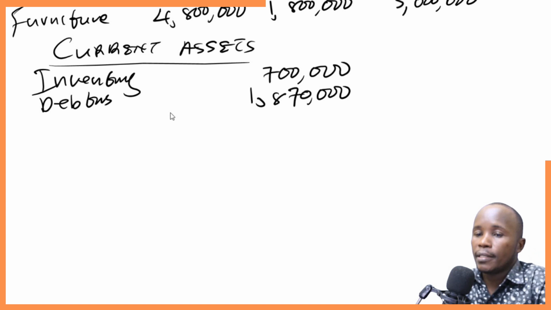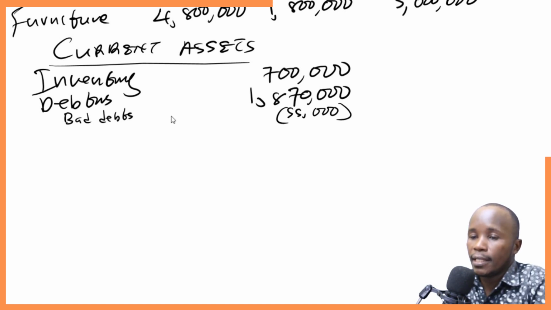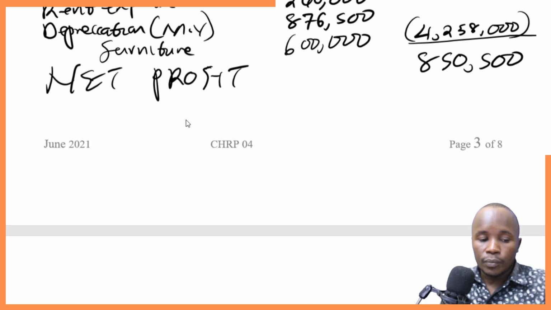Debtors, then there is bad debts. I want to put it here so that it becomes clear. Bad debts of 55,000. You subtract this one so that you get the net debtors, because this one was not the closing debtors. These were the opening. So you have to capture the bad debts that were incurred.